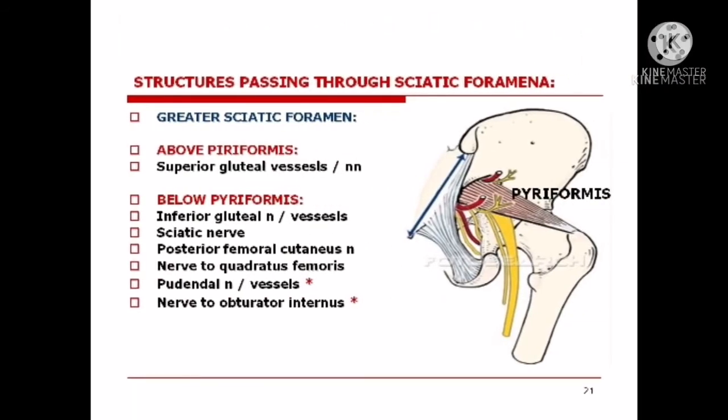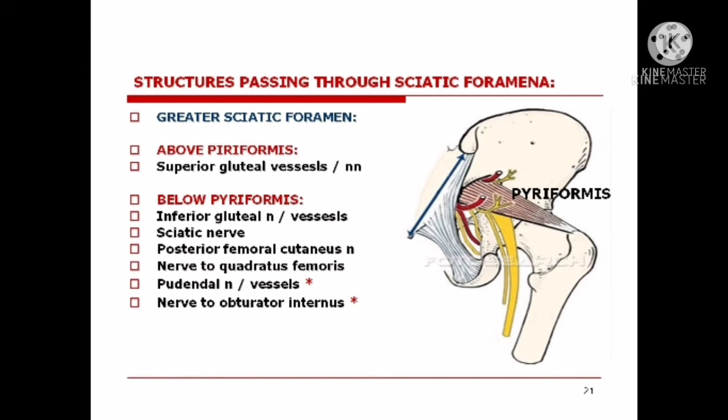Now, after having an understanding of the sciatic foramina, let us know something about the structures they pass through: the lesser and the greater sciatic foramen. First of all, we take the greater sciatic foramen. If you recall the study of your lateral rotators, you will find there the piriformis muscle. It was passing through the greater sciatic foramen.